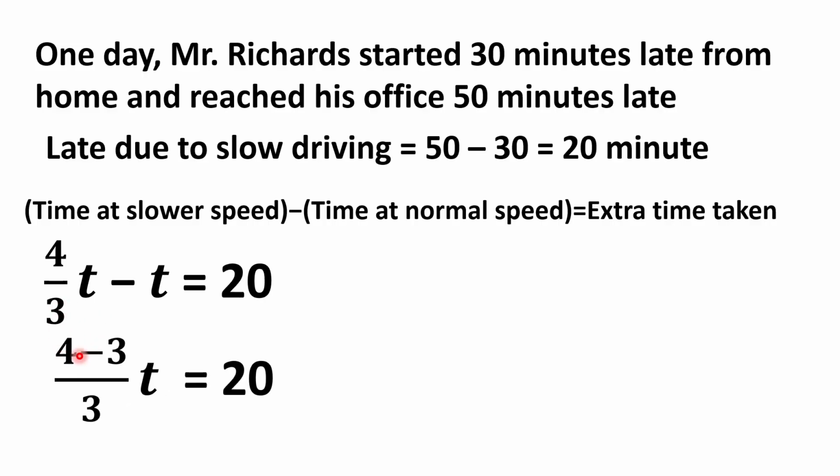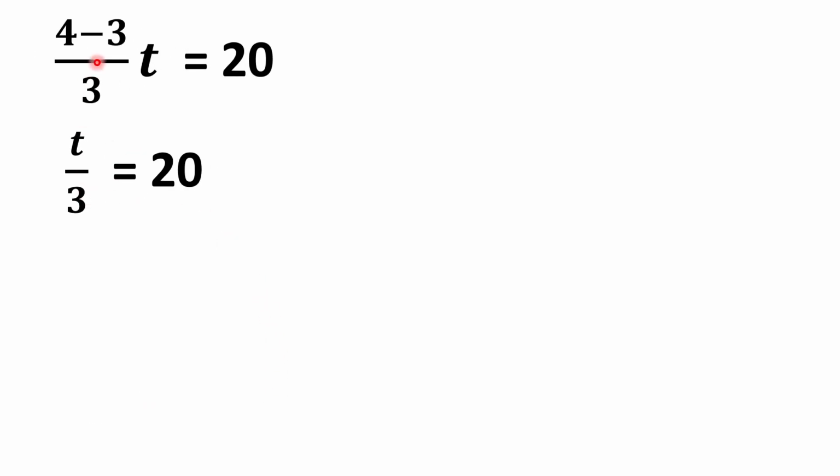So this will become 4 minus 3 divided by 3 into t equal to 20. And now 4 minus 3 equals 1. So this will become t divided by 3. And we will multiply this 3 with this 20. So this will become t equal to 60.